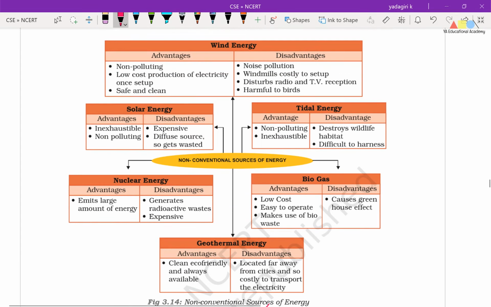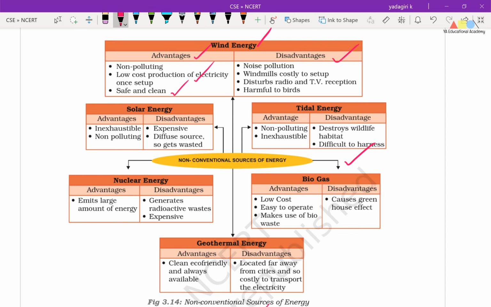Right friends, here again there is a chart of non-conventional energy resources and advantages and disadvantages of the energy resources. So we will see one by one. Wind energy, the advantages are it is non-polluting and low cost of production of electricity once set up. So the installation cost of wind energy is high, but once we set up, the production of electricity becomes cheaper. Okay friends, it is also safe and clean.